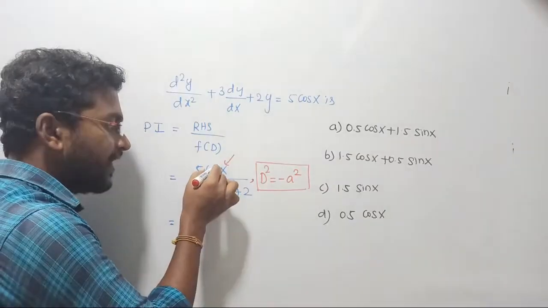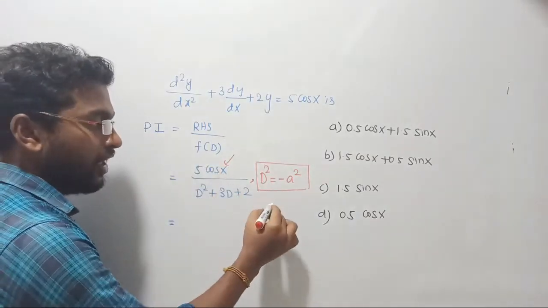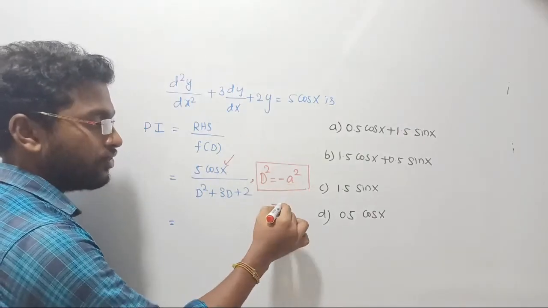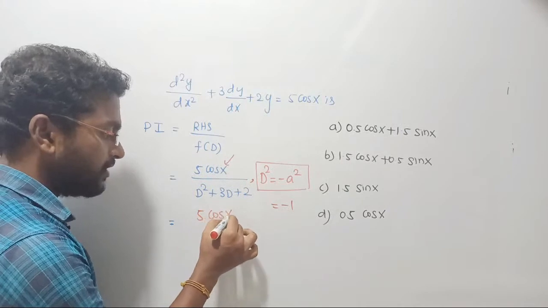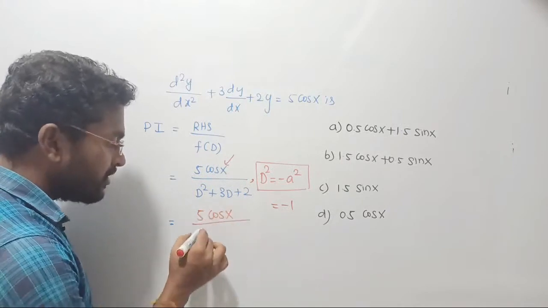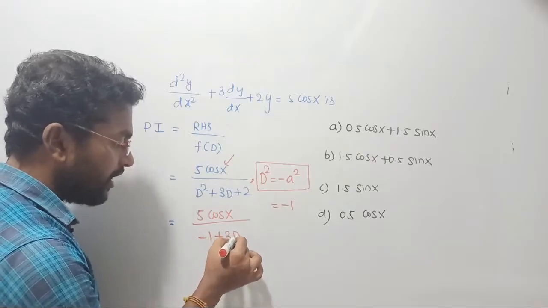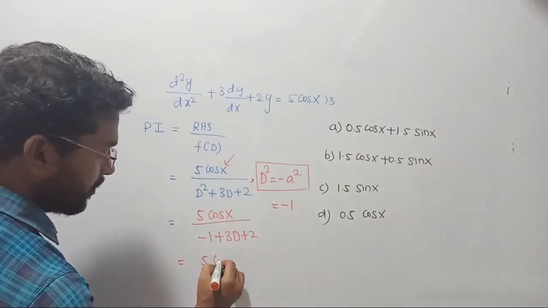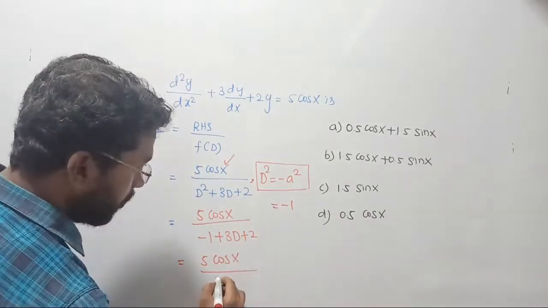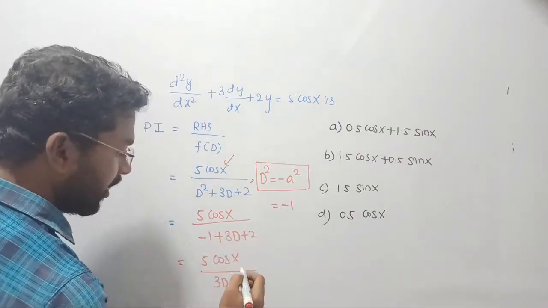Now, since the value of a is what? Cos x means cos 1 into x. So here the d square value is 1 square, so that is minus 1, such that you are going to get 5 times cos x upon, d square replaced by minus 1, so minus 1 plus 3 times d plus 2. This step can be written as 5 times cos x upon 3d plus 2 minus 1, which becomes 3d plus 1.